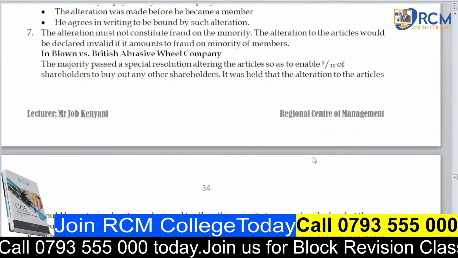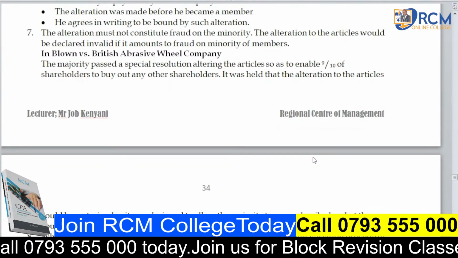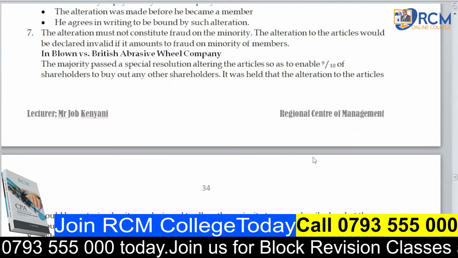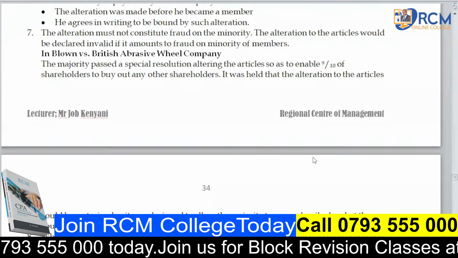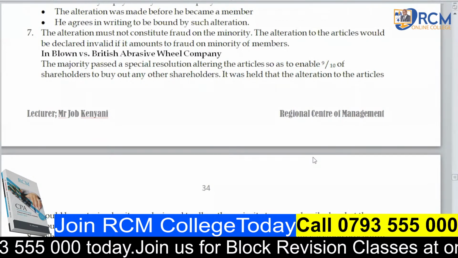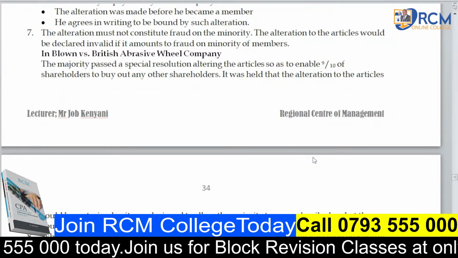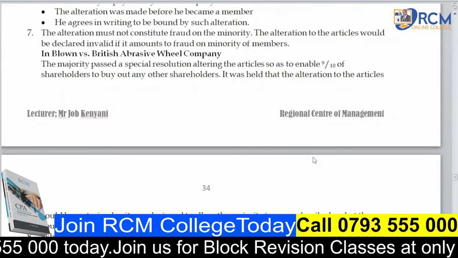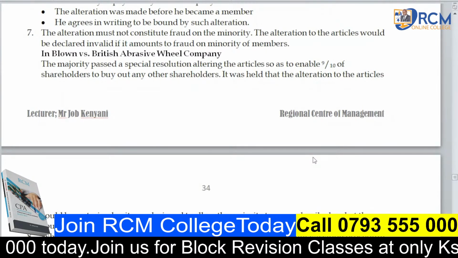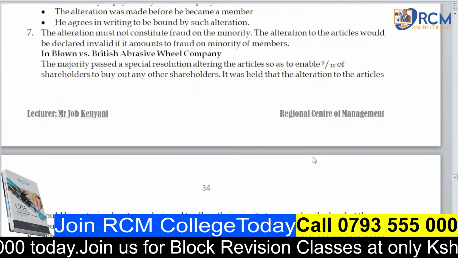So we have classes of shares in a company. Let's say, for example, we have ordinary shares and preference shares. Ordinary shares have their own rights in the company. Preference shares have their own rights. For example, preference shares get what we call preferential treatment in terms of getting dividends. They are paid dividends first, before even the ordinary shareholder. So that is a right they enjoy.